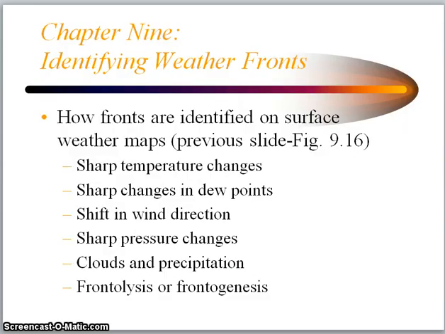How do meteorologists identify weather fronts on a surface weather map? Well, they look for sharp changes in temperature, sharp changes in dew points, that's the moisture content of the air, a shift in the wind direction, sharp changes in atmospheric pressure, rising or falling, the kinds of clouds present and precipitation that may or may not be going on, and whether a front is weakening, which is frontolysis, or strengthening, or actually forming, which is called frontogenesis.